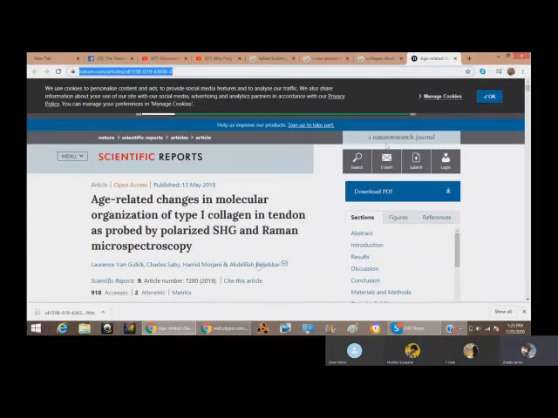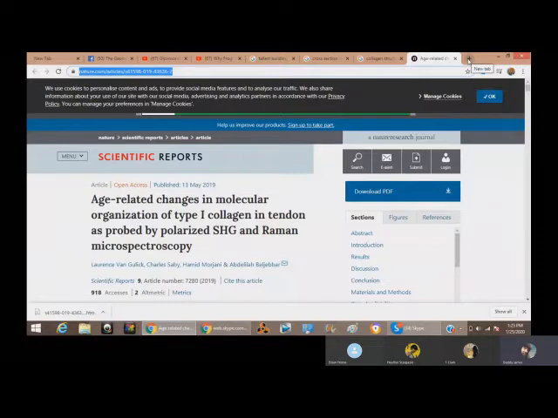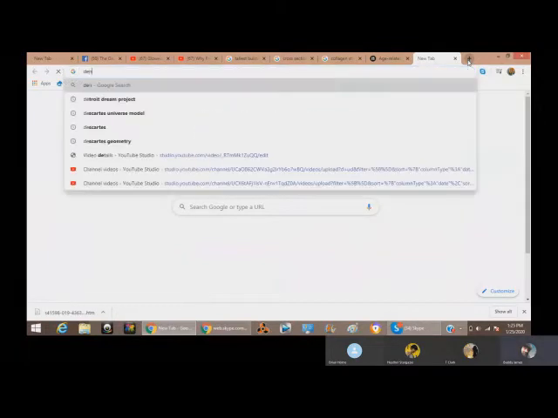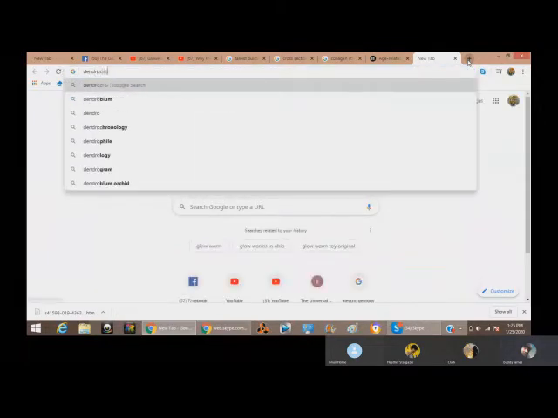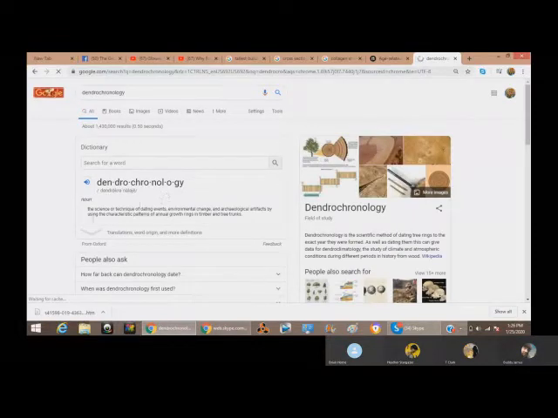Okay, so this is what happens. We are literally researching and discovering at the same time. So when you look at trees and the branching systems of trees, dendrochronology, this is the science of studying the tree rings. The science or technique of dating events, environmental change, and archaeological artifacts by using the characteristic patterns of annual growth rings in timber and tree trunks.